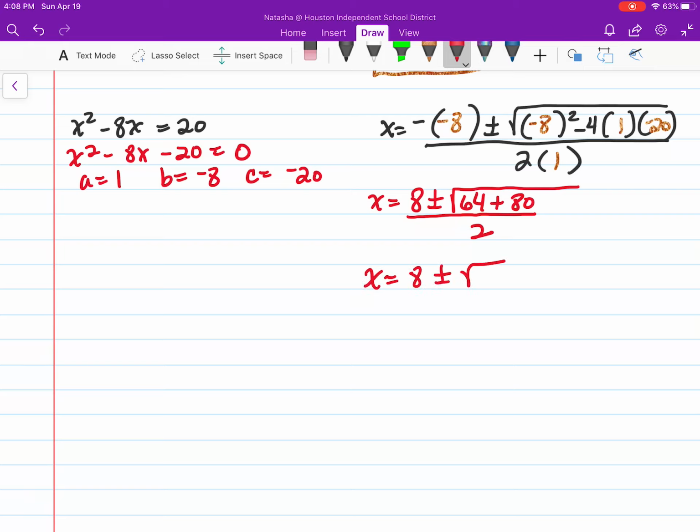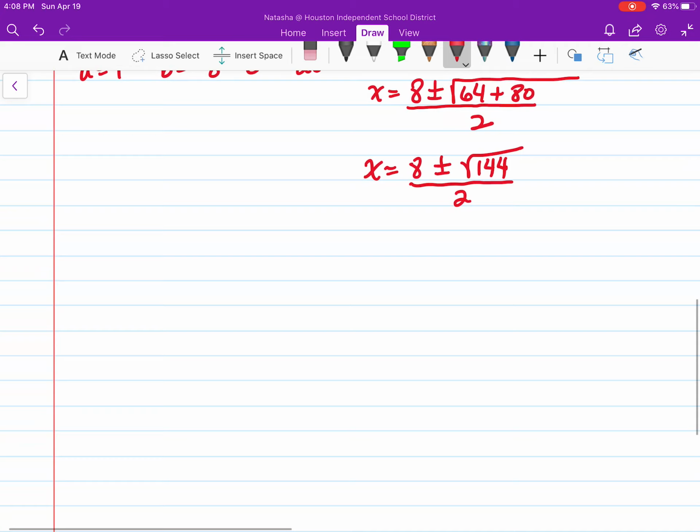All over 2. 64 plus 80 gives me 144. So x is equal to 8 plus or minus the square root of 144 over 2. Now, you should recognize 144 because that's a pretty low perfect square. That's a perfect square of 12. So x is equal to 8 plus or minus 12 divided by 2.